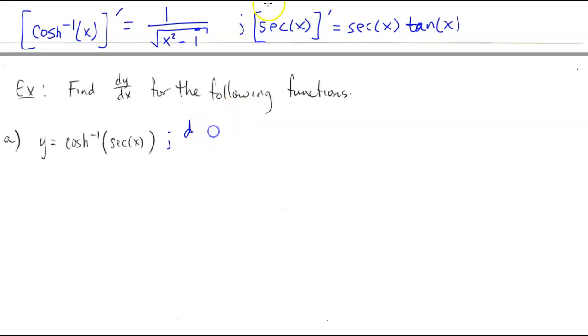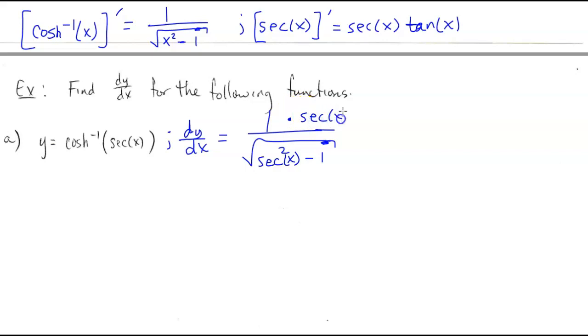And so we got dy over dx. We're going to take the derivative of cosh inverse with respect to blah. And so that'll be 1 over square root of blah, which is secant squared minus 1. And then we're going to multiply that times the derivative of what secant is, which is just secant x times tangent x. Okay.